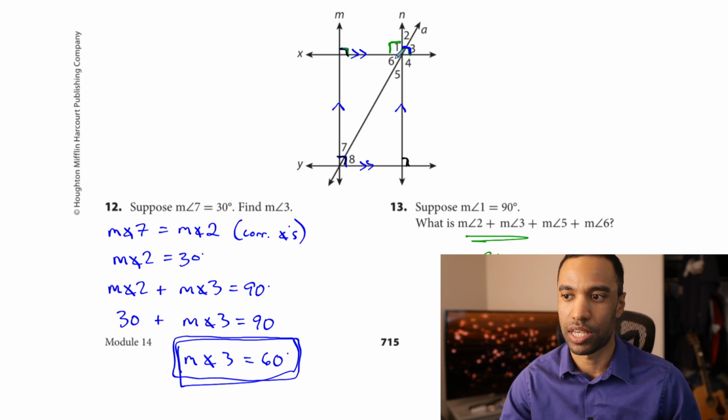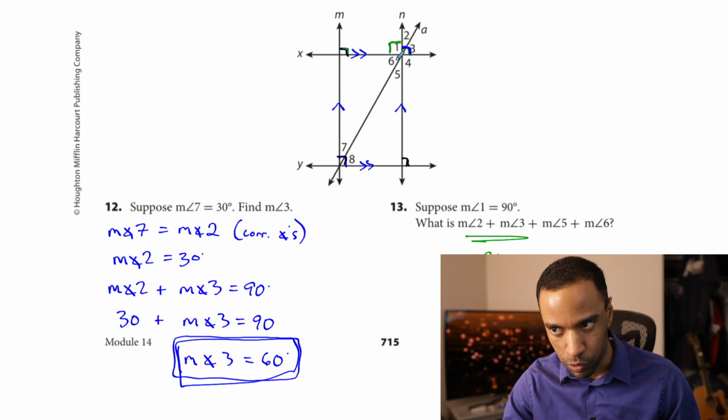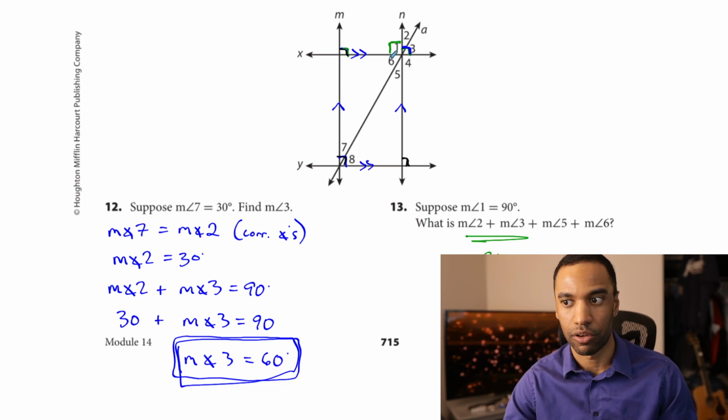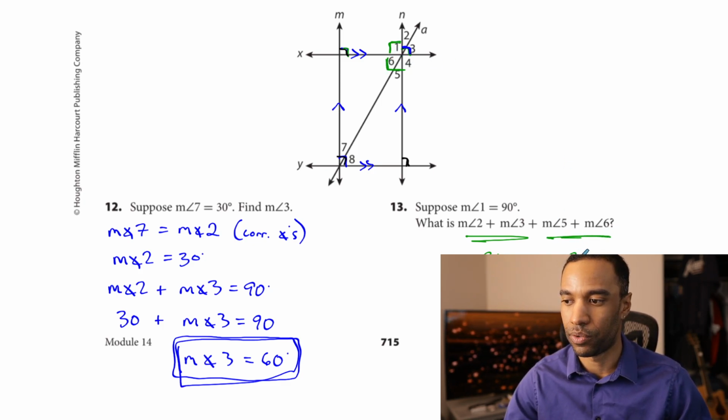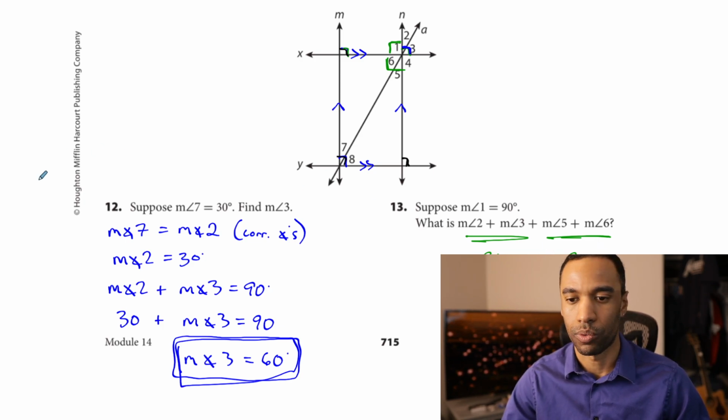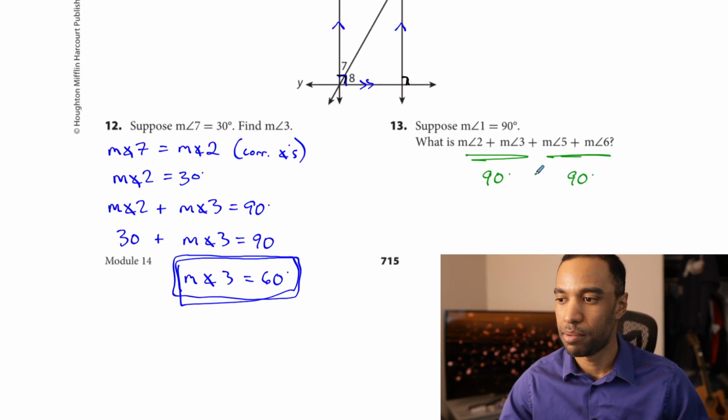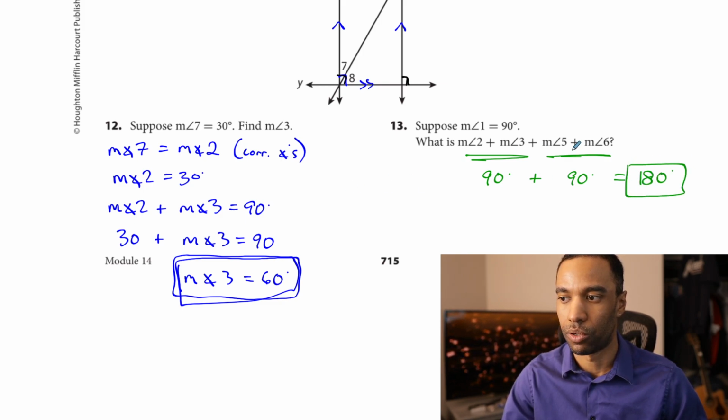5 and 6 are in the same boat here, because they're vertical angles with 2 and 3, or because everything here is a right angle. 5 and 6 are also right angles there. 5 and 6 together add to 90 degrees as well. So 90, oh, you can't see that. My head's in the way. So 90 plus 90 equals 180 degrees total.